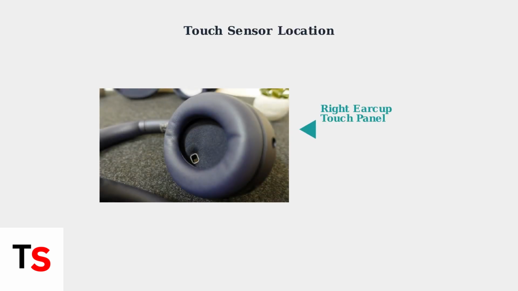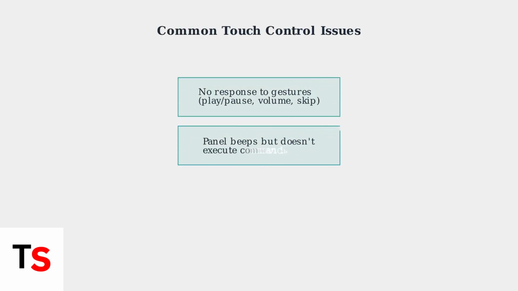The Sony WH-1000XM4 headphones feature touch controls located on the right ear cup. Understanding where this sensor is positioned is crucial for proper operation. Users commonly experience several touch control problems.